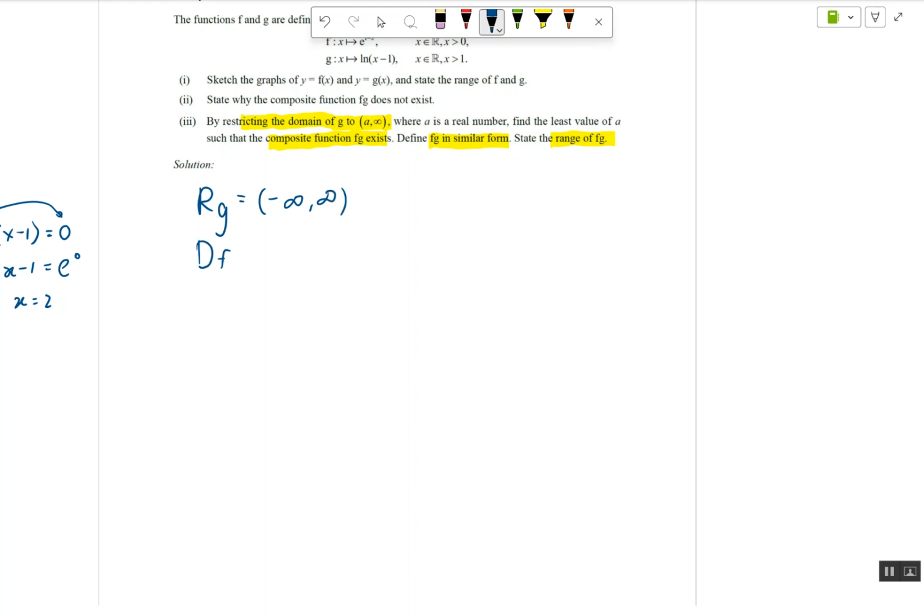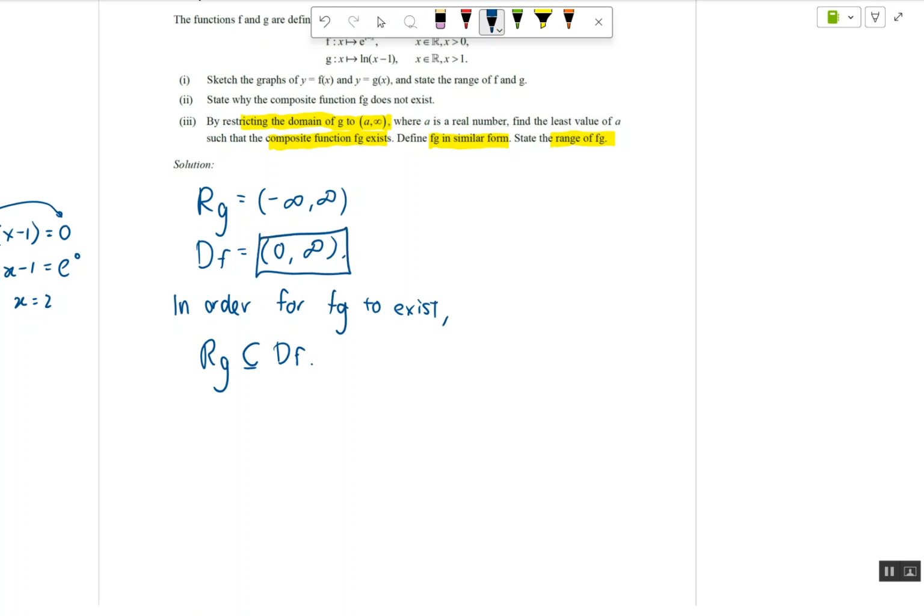The domain of f is from 0 to infinity. In order for fg to exist, the range of g must be a subset of the domain of f. So now the domain of f is fixed. It means that the range of g must now become at most from 0 to infinity.